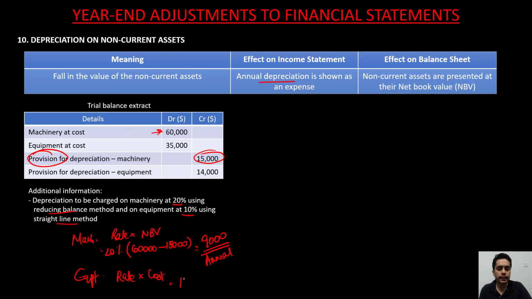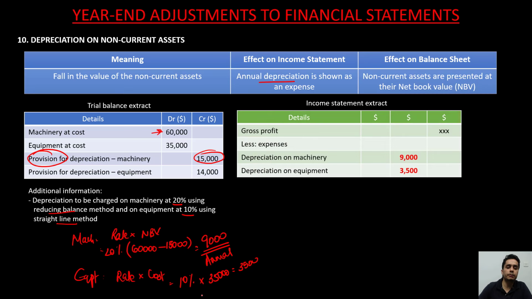My rate is 10% and my cost of the equipment is 35,000. So that gives me 3,500 annual depreciation. Let's have a look at the treatment in the income statement first. In the income statement, my annual depreciation on machinery, 9,000, goes here as expense, and on equipment, 3,500 as expense, again in the income statement.